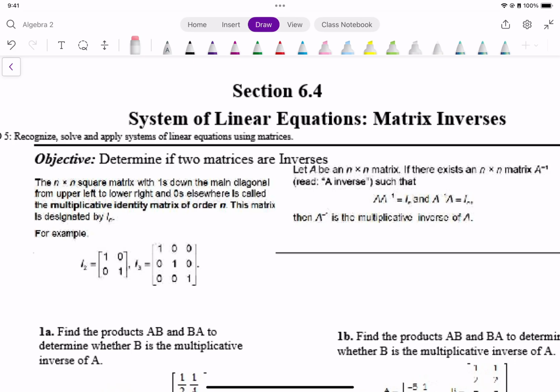Hi everyone, today we're going to go ahead and work with 6.4. This is systems of linear equations, and we're specifically working with matrix inverses. So the first thing that we're going to do is find matrices and check if they're multiplicative inverses of each other. Once we do this, we're going to be multiplying matrices one to another. We're going to do AB and then B times A.